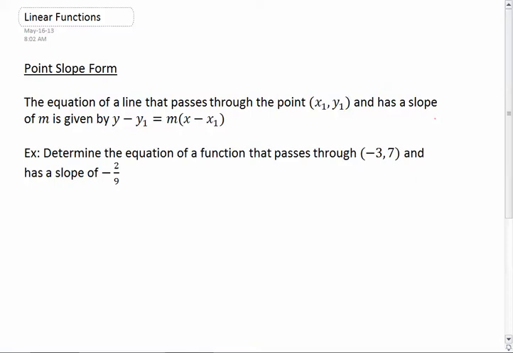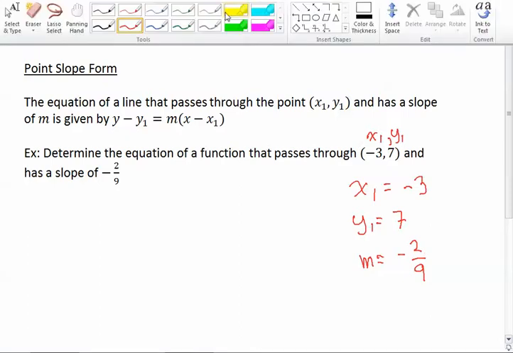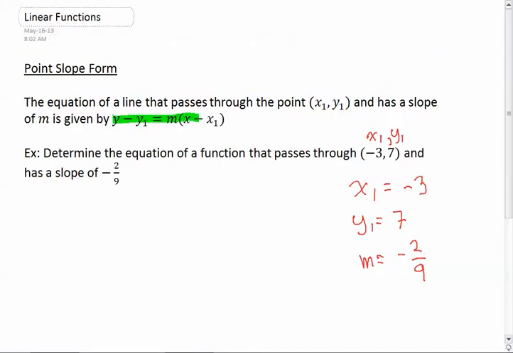So for this one, we want to determine, using this formula, the equation of a function that passes through negative 3, 7 and has a slope of negative 2 over 9. First thing we're going to do is match up our x1, y1 terms. So what we can see here is that our x1 term is negative 3, and our y1 term is equal to 7. And just for clarity, our slope, m, is negative 2 over 9. The nice thing about the point-slope form is that from here we simply make the substitutions into the general form. So we're going to take those values and substitute them in here.